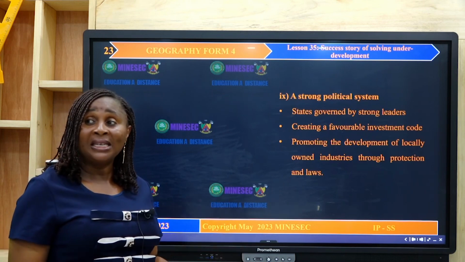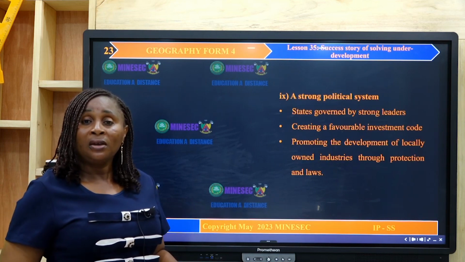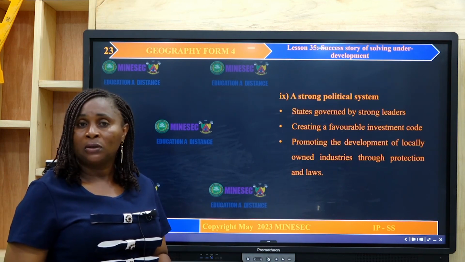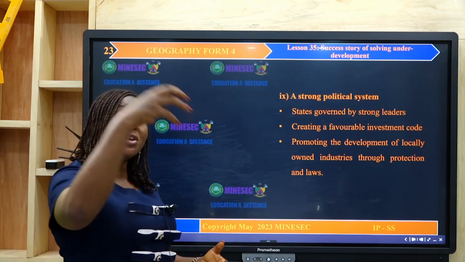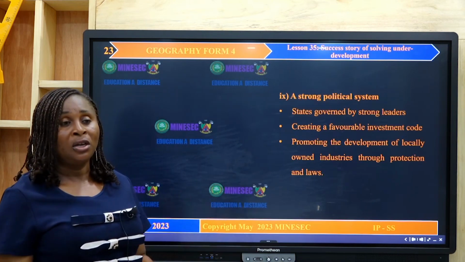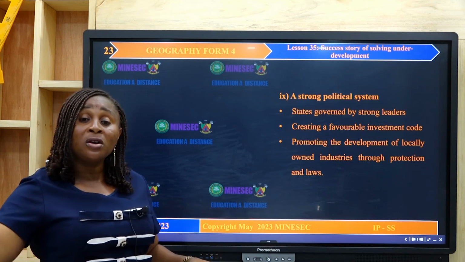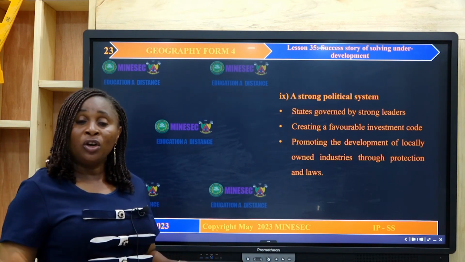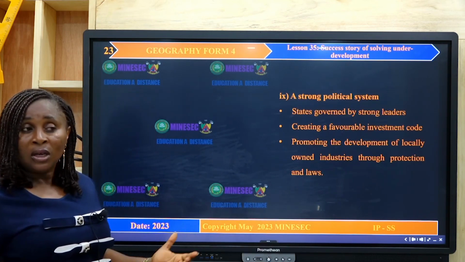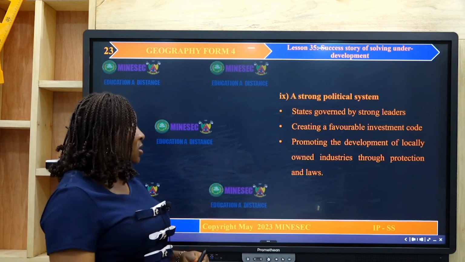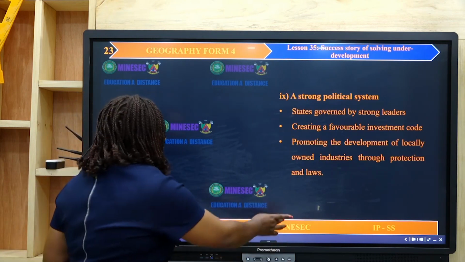That was done in Malaysia, where a foreign industry was given a 10-year free tax period. And with that, the money that you would have used in paying taxes, you use to reinvest and expand the industrial sector. Protect the local industries from foreign competition by putting a ban on the importation of goods that are produced by the local industries. In that way, the local industries will develop, will expand, and that will boost the economic sector.